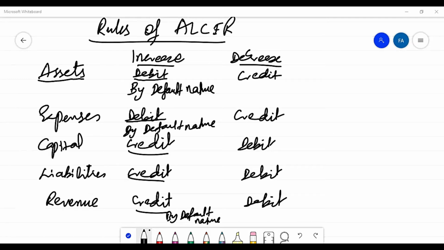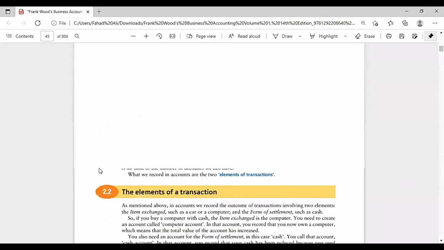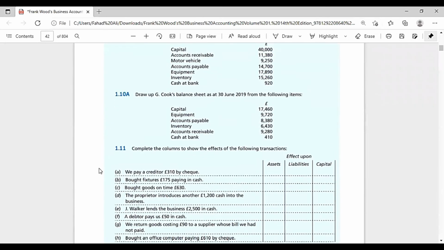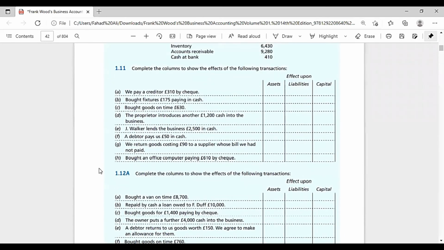Okay, so we'll move on to exercise 1.10 where we left it. These rules are very much important. The reason is that these are how we are solving the transactions. Effect on assets, liabilities, capital. We pay a creditor. What is a creditor according to ULCER? ULCER is assets, liabilities, capital, expenses, and revenues. But we are paying a creditor. What is a creditor? First define that.